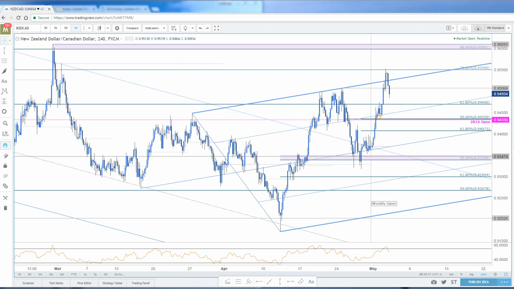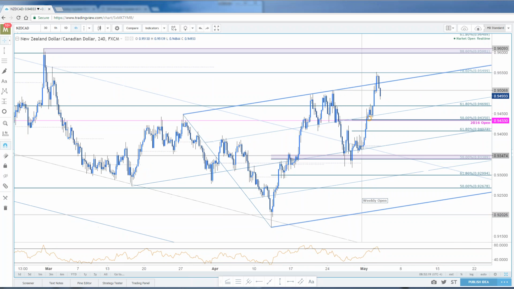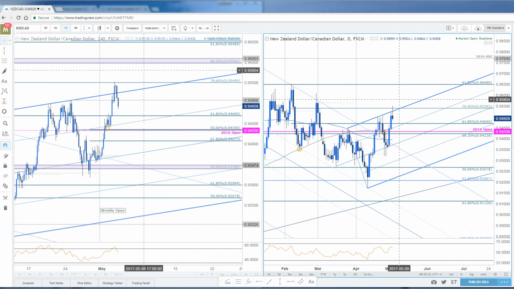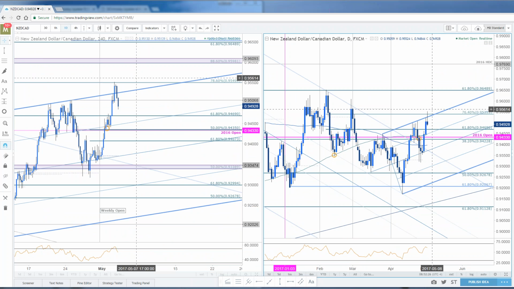Okay, let me pick up the pace here then. Okay, any other questions on Kiwi CAD before we move off? I know it's a bit of an obscure pair, but if the clarity of the formation's there, I'm going to bring it up. Number 5. Okay, number 6, Kiwi Yen.